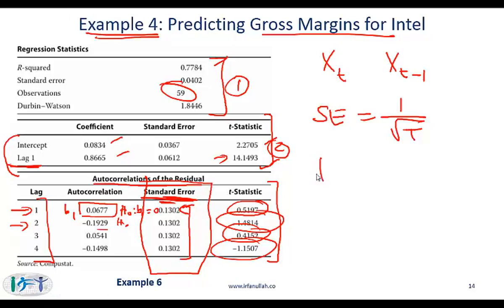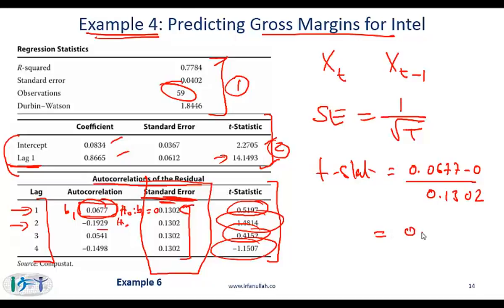What is the formula for the t-stat? The t-stat is equal to the estimate, 0.0677, minus the hypothesized value, which is 0, divided by the standard error, which is 0.1302, and you will get this answer, which is 0.5197. The regression output is given, so you really don't need to do these calculations.